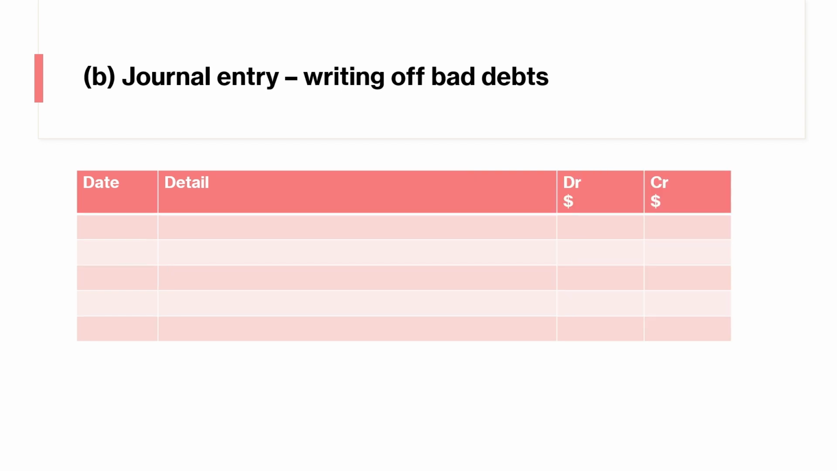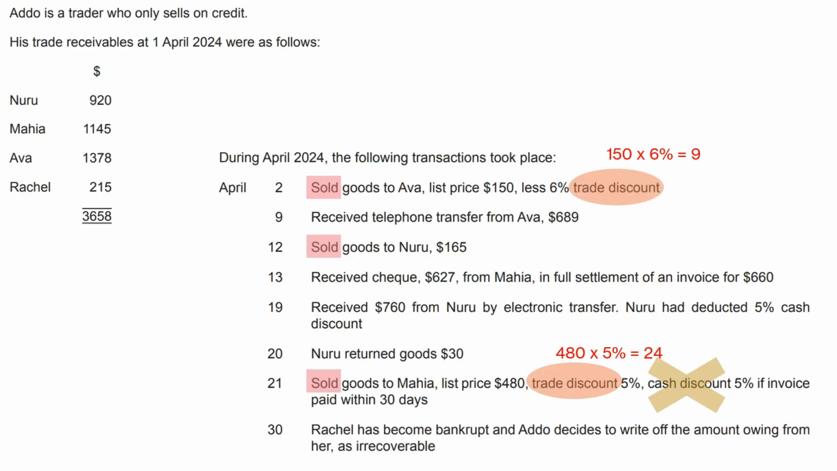Part B, we are supposed to record the journal entry to write off bad debts. Bad debts or irrecoverable debts occur when a customer is unable to settle his or her account. So going back to the question, on the 30th of April, there is a transaction stating that Rachel has become bankrupt and Adu decides to write off the amount owing from her as irrecoverable. So what's the amount? It's $215, which you can find from the list of balances as at 1st of April 2024.